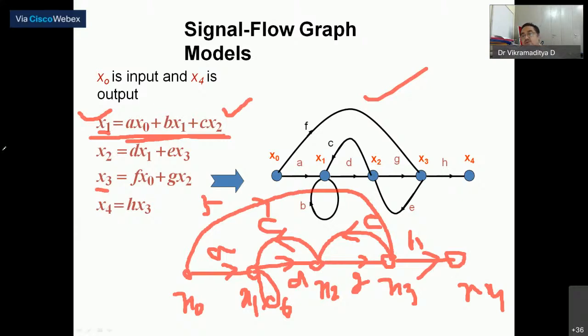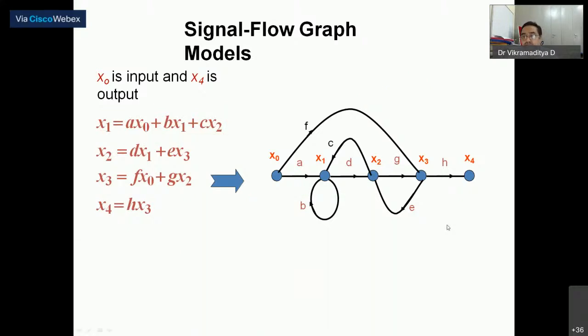Now non-touching loops. Very good question from Prananjay Singh. Now you can see here. First of all, identify how many loops and how many forward paths there are. Can anybody tell me how many forward paths are there in this signal flow graph? There are two forward paths. The first forward path moves from input to output: a, then d, moving from x0 to x1, x1 to x2, x2 to x3, and x3 to x4. This is a forward path.